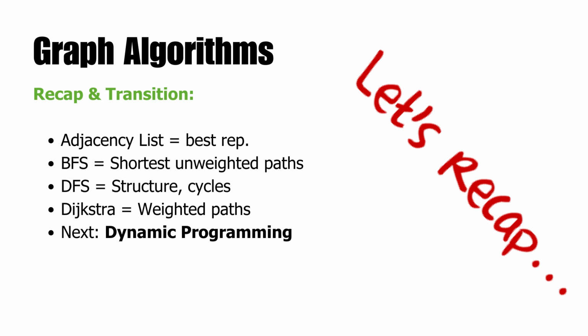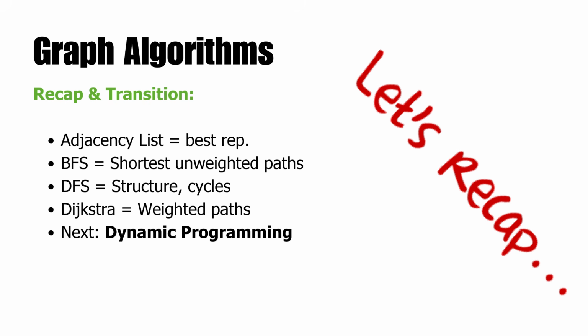To recap, graphs model complex relationships using nodes and edges. Adjacency lists efficiently represent sparse graphs. BFS finds shortest paths in unweighted graphs through level-by-level exploration. DFS excels at deep traversal, cycle detection, and connectivity problems. Dijkstra's algorithm handles shortest paths in weighted graphs with non-negative weights.